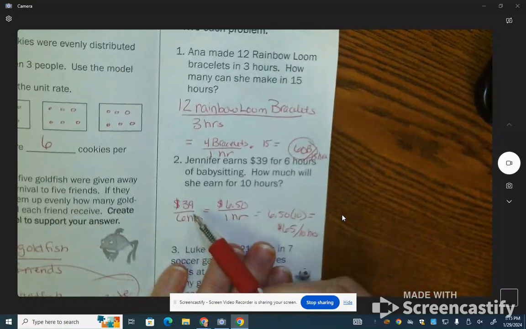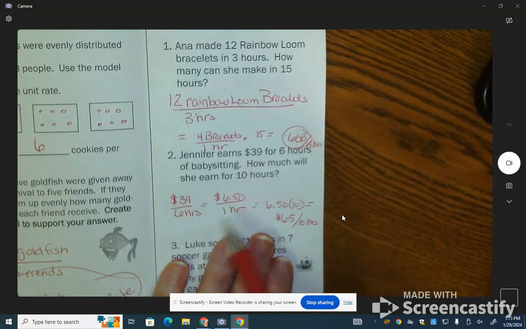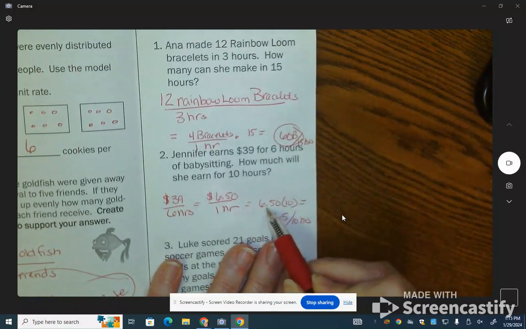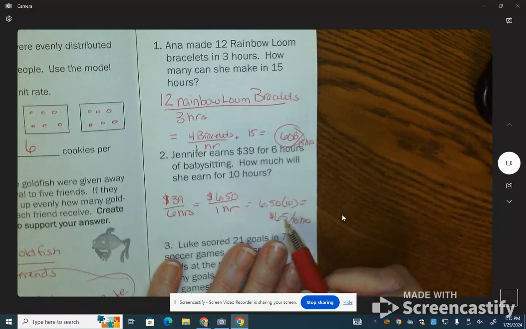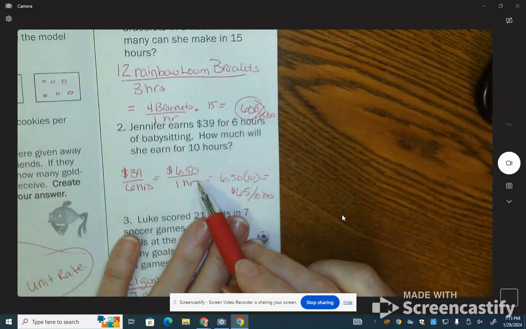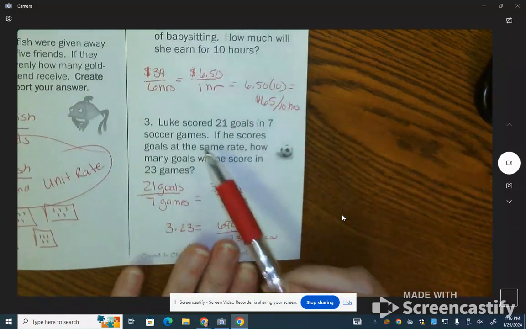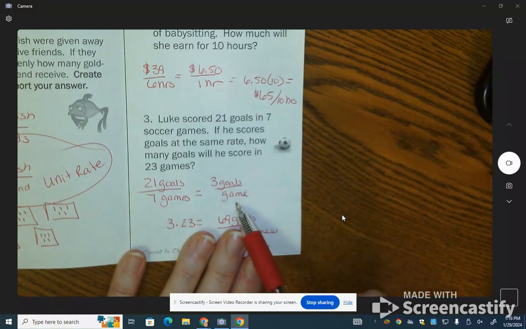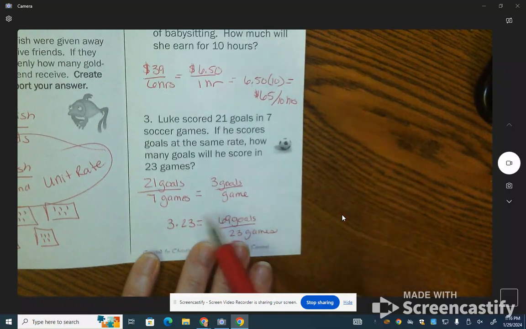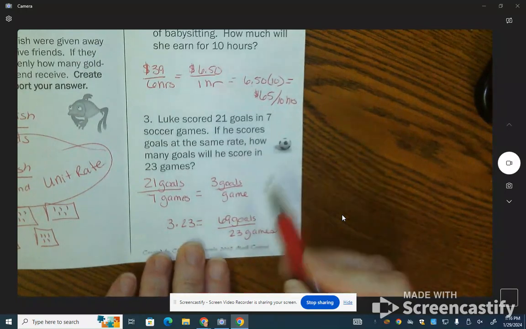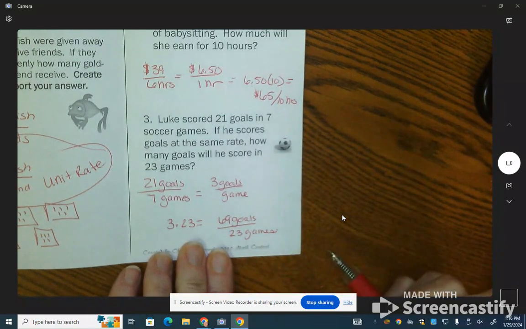If Jennifer is babysitting and gets $39 for 6 hours, when you divide that, it works out to be $6.50 per hour. If she continues working for 10 hours, you would take $6.50 times 10, and she would get paid $65 for working 10 hours. So this is a rate. That's a unit rate. Last but not least we have Luke. He scored 21 goals in 7 games. That works out to 3 goals per game. If he does this continually for 23 straight games, 3 goals per game times 23 games, he would have scored 69 goals in those 23 games.